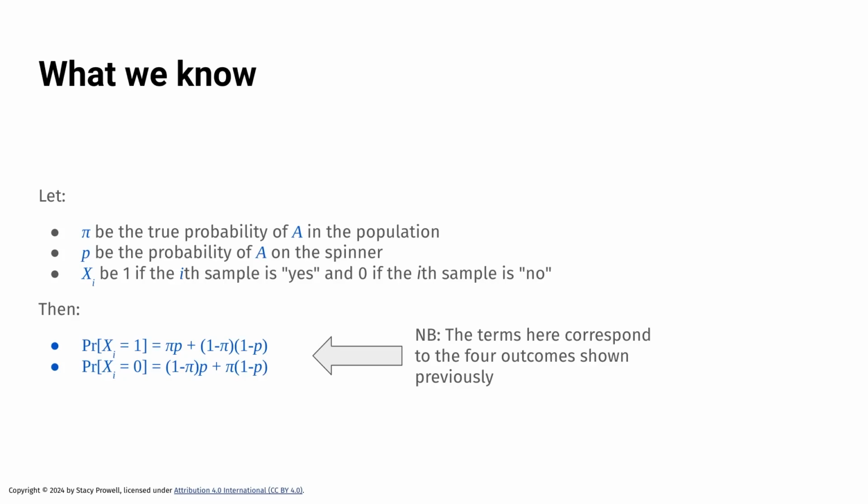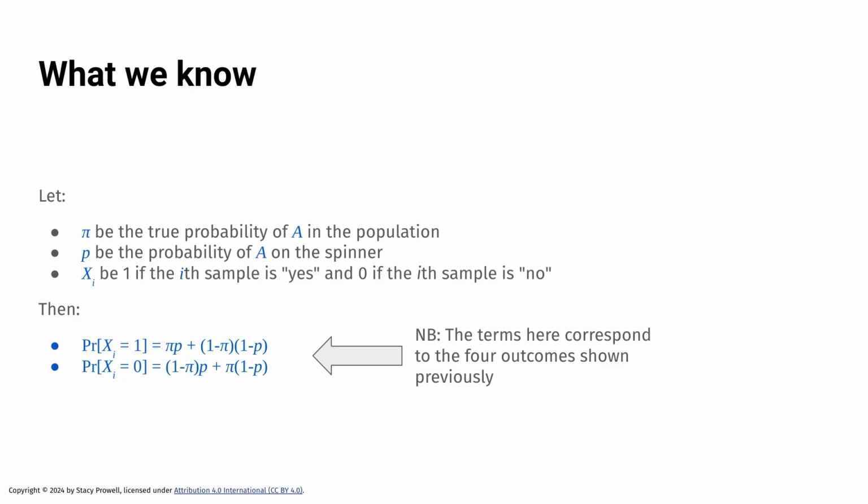So we'll let pi be the true probability of A in the population. This is pi, the fraction of people who really are insider traders. P is the probability of A on the spinner, right? P is the probability of landing in the guilty zone. X sub i is the ith sample, and it's either a yes or a no. We'll assign it a 1 if it's yes, and a 0 if it's no.